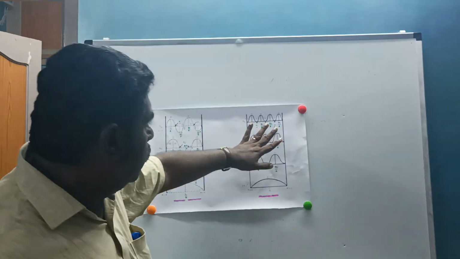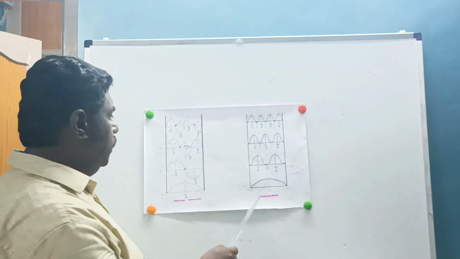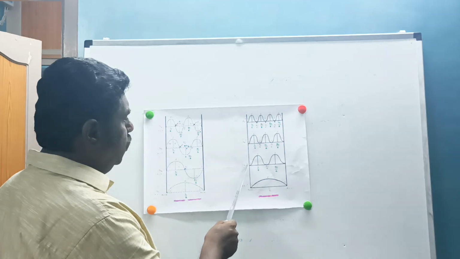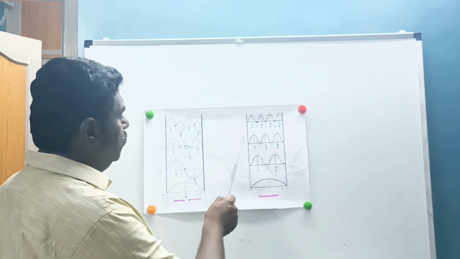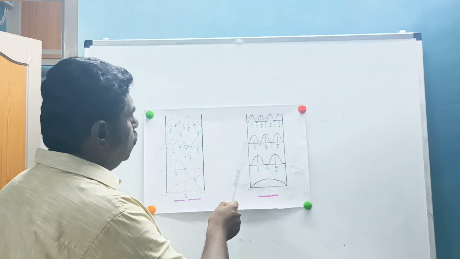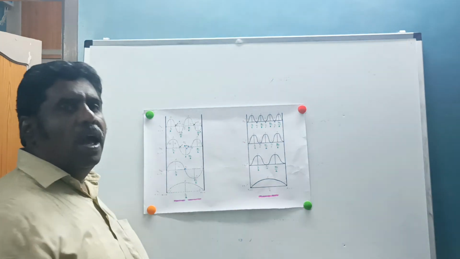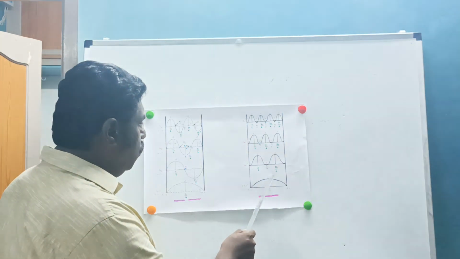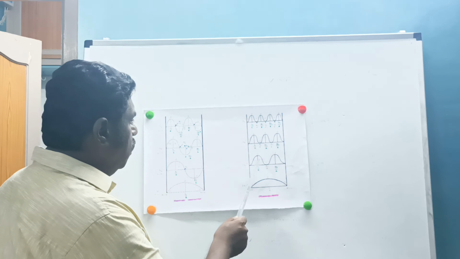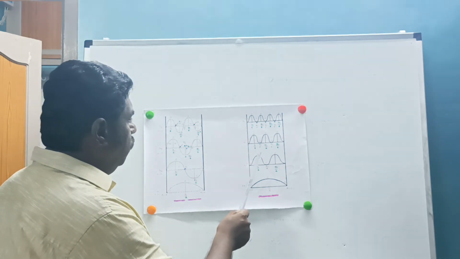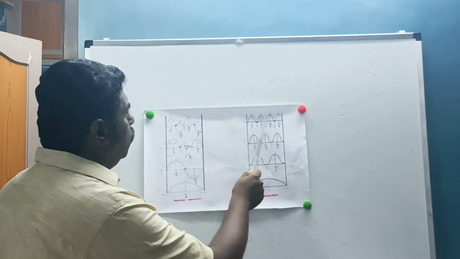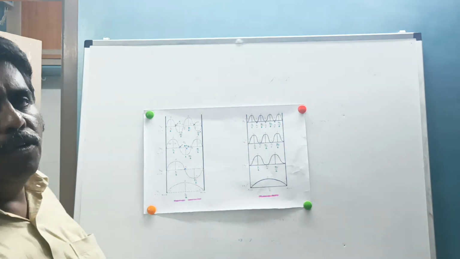This is the probability density diagram. See this. This is for n equal to 1, absolute square of psi 1. This is n equal to 2, absolute square of psi 2. This is n equal to 3, absolute square of psi 3. n equal to 4, absolute square of psi 4. For n equal to 1, we have only one antinode. For n equal to 2, we have two antinodes. n equal to 3, we have three antinodes. n equal to 4, we have four antinodes.